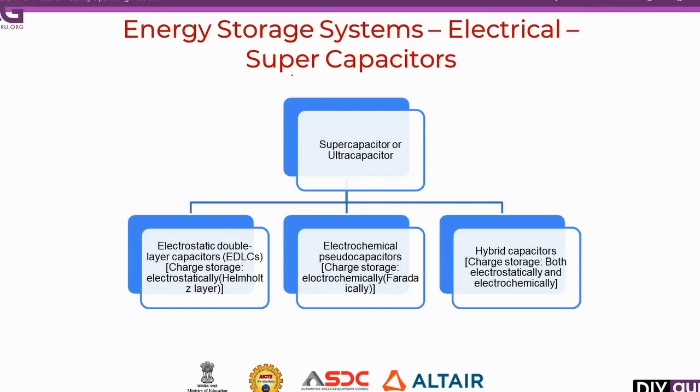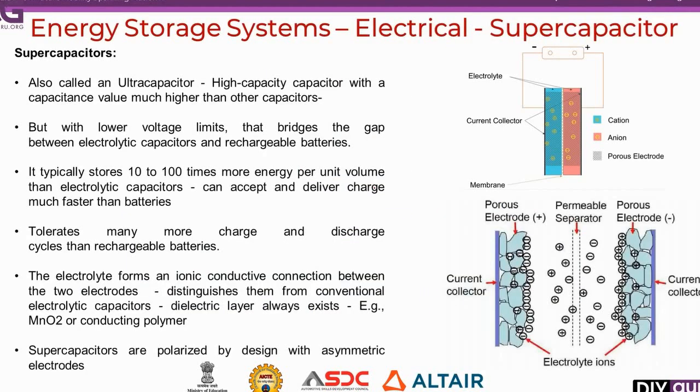Then comes the supercapacitor. Supercapacitors are broadly divided into three types. One is the electrostatic double layer capacitor, the electrochemical pseudo capacitor, and the third one is the hybrid capacitor. We will see some brief about supercapacitors. Supercapacitors are also called ultracapacitors. As the name indicates, it has high capacity when compared to the ordinary electric capacitors. Also, it can store high capacity but with a lower voltage limit. So supercapacitors are in between ordinary capacitors and rechargeable batteries.